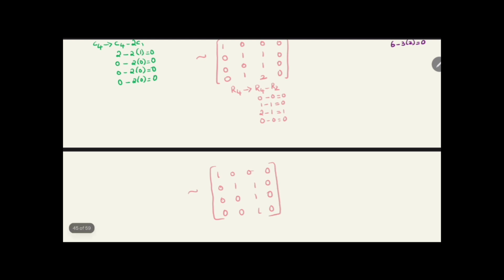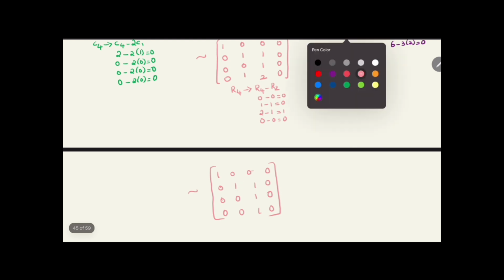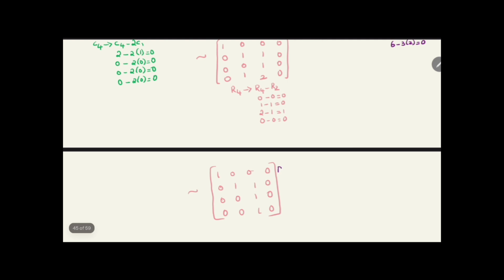Now, so I made this 0. Okay. So I should go back to this. I should make this 0. This is already 0. So I should make this one 0. For that, what I have to do? C3 minus C2. That is 1 minus 1, 0. Okay, I will write down what are C3 and C2 for here. This is R1, R2, R3 and R4, C1, C2, C3 and C4.